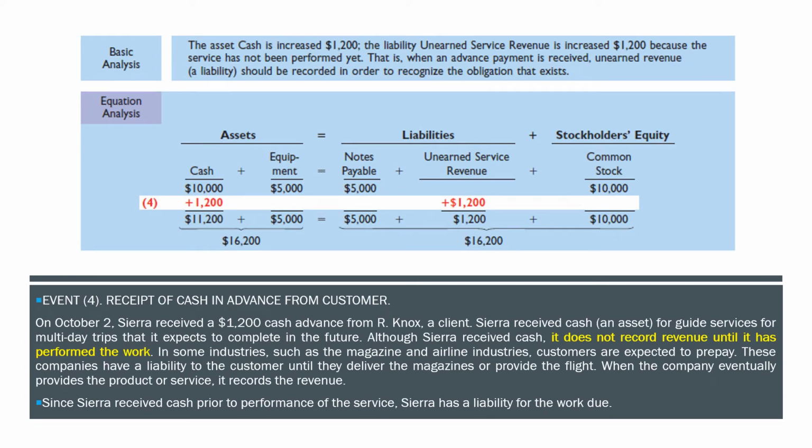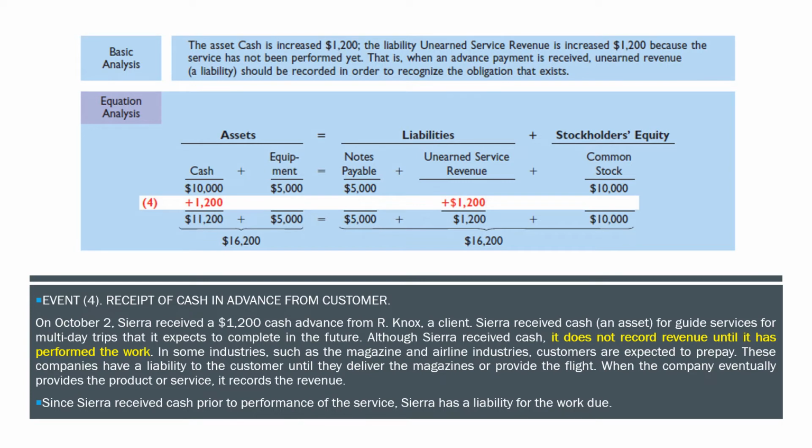Event 4, receipt of cash in advance from a customer. On October 2nd, Sierra received $12,000 cash in advance from Arnox, a client. Sierra receives cash, an asset, for the guide service for multiple day trips that is expected to be completed in the future.